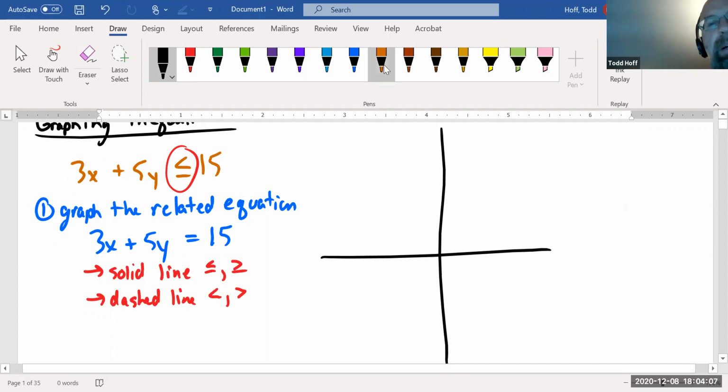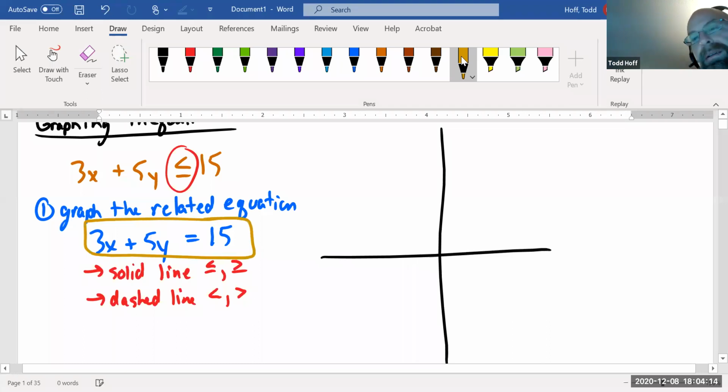So let's graph that line, that related equation. There are a lot of ways we could graph this linear equation. We could turn it into y equals mx plus b form, but I'm just going to use intercepts. 15 divided by 3 gives me 5 for the x-intercept, so that's right there. 15 divided by 5 gives me 3 for the y-intercept. So my line goes through those 2 points. Let's straighten that line out a little bit.